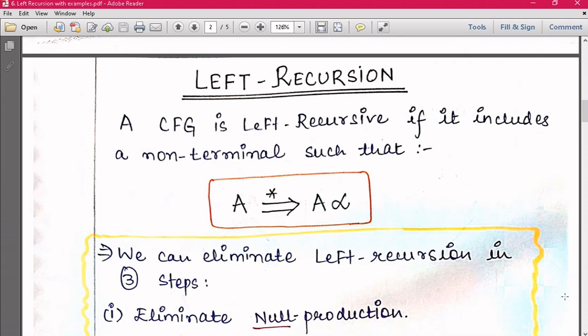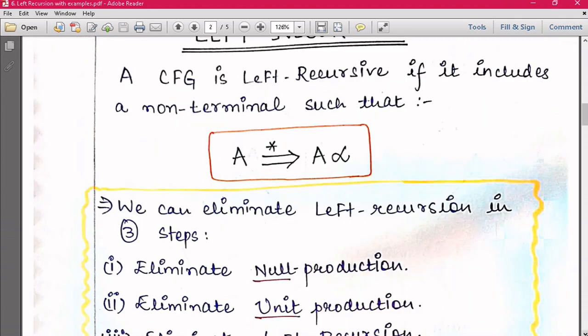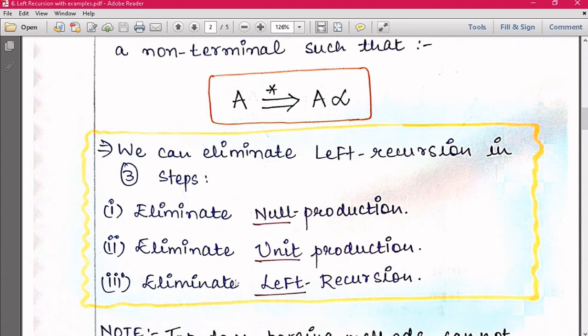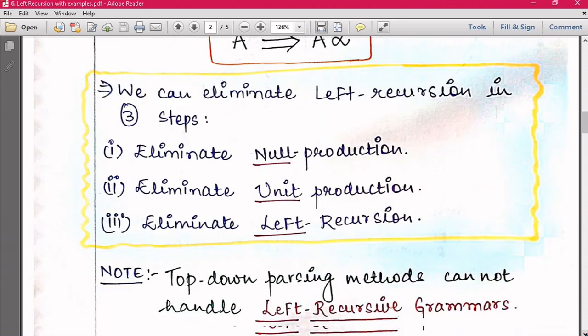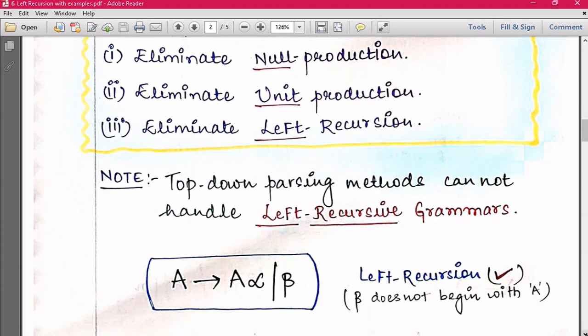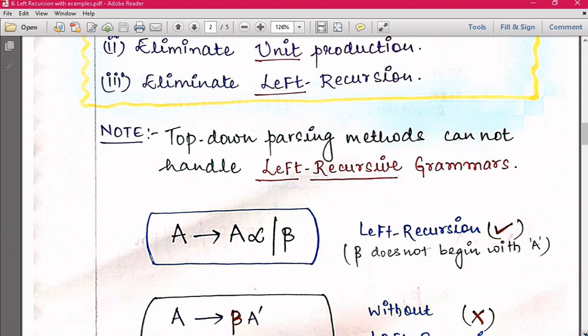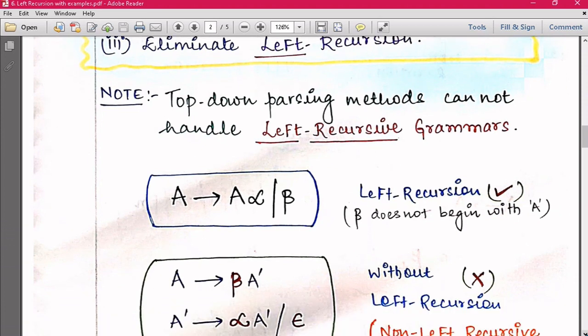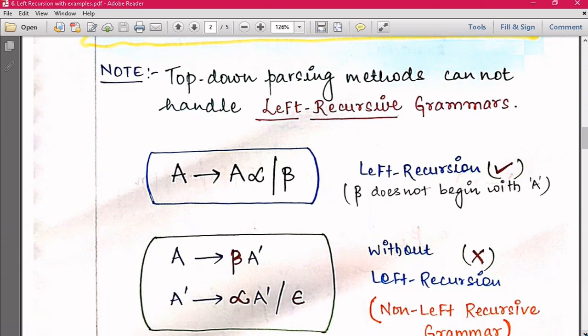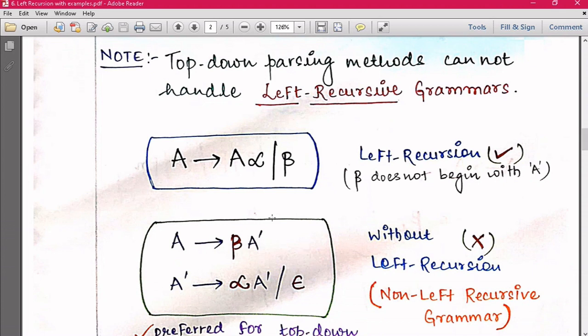So we can eliminate left recursion in three steps. First of all, we have to eliminate the null production, then we have to eliminate the unit production, and then eliminate the left recursion, right? Top down parsing methods cannot handle left recursive grammar. That is the reason why we have a procedure to remove left recursion from the given grammar. Now let's understand how to do that.